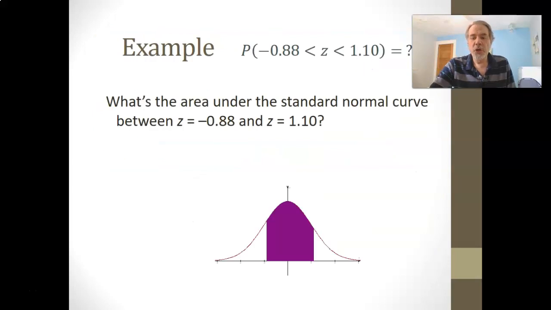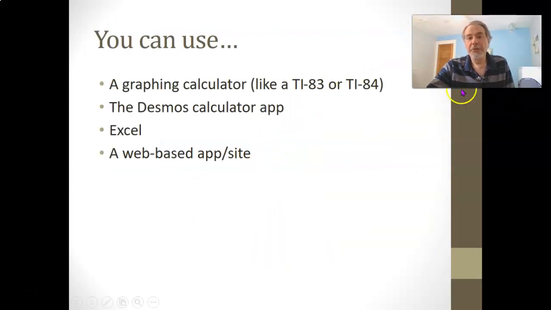So you can use a graphing calculator like a TI-83 or TI-84. You can use the Desmos calculator app that I've shown you before and said you could get to use on your phone or use it online in a web browser. You can use Excel to find normal distribution probabilities. There are various different websites that you can go to and type in the numbers and it'll give you what you need. So I'll show you how some of these work.